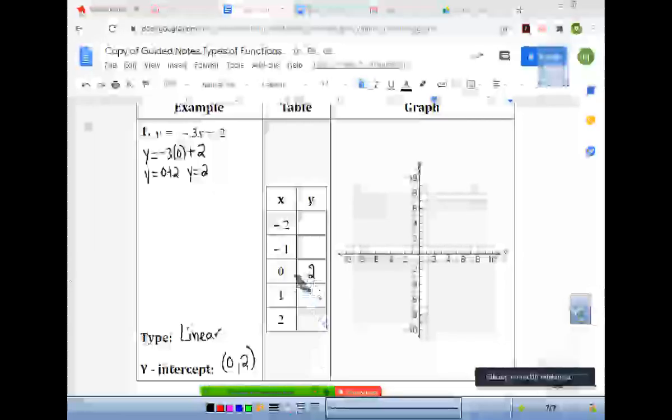So how in the world am I going to find out these other y's? Yeah, instead of putting in 0, we'll put in -2, and then -1. So we're going to take each one of these x values, plug them in for my x to get the y. So we'll start there with -2. So we'll go -3, plug in a -2, plus 2. What's -3 times -2? 6. Plus 2. So this first ordered pair is (-2, 8).